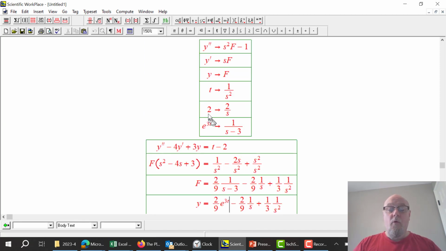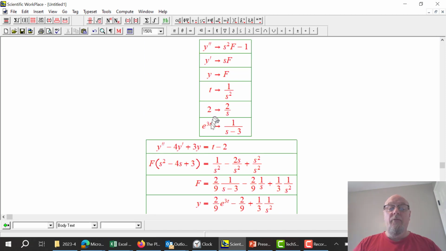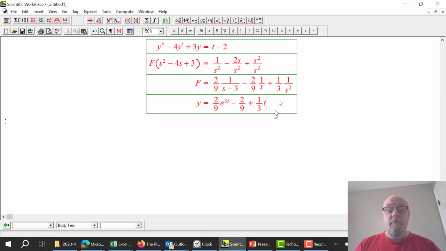If I transform a number, I get a number over s, so inverse transform, that'll become 1. And when I transform t, I get 1 over s squared, so this will be t. And now, oh, there's my solution to the differential equation. When I take the inverse transform, it arrives and the constants are already there.